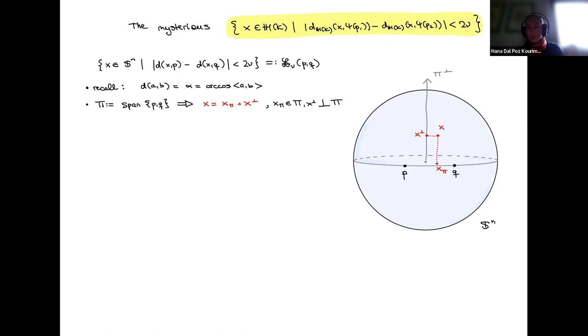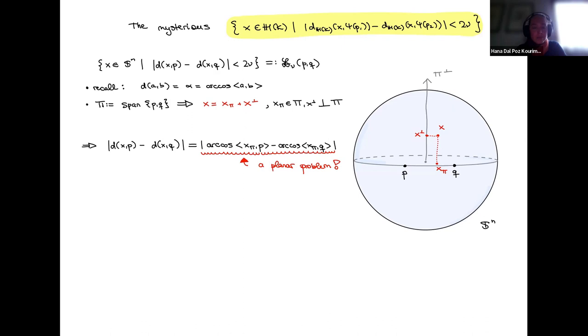Now, if you plug this red formula for x into the definition of the distance, you will get that the upper formula, the difference between the distances, only affects the part of x that lies in the plane. The part x perp, the part that's perpendicular to the plane, is completely irrelevant. So this is a planar problem, and that makes our situation easier.